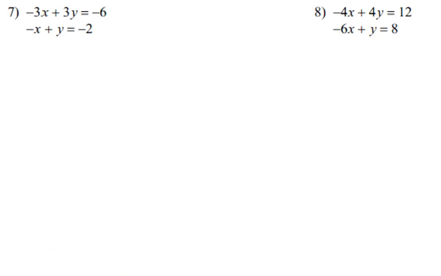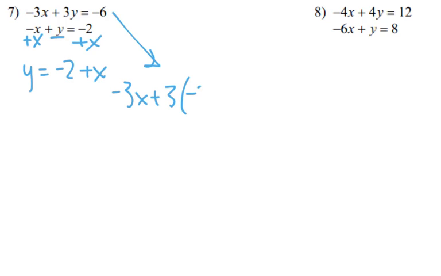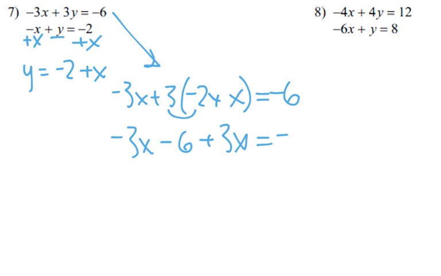Alright, looking at number 7 and 8. So here, I can easily solve for y. So I'd add an x to both sides. y equals negative 2 plus x. Then plug it into my next equation. So negative 3x plus 3, substitute out the y, substitute in negative 2 plus x. So we get negative 3x minus 6 plus 3x equals negative 6.